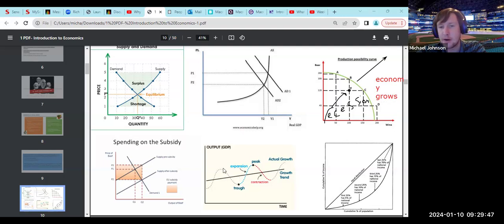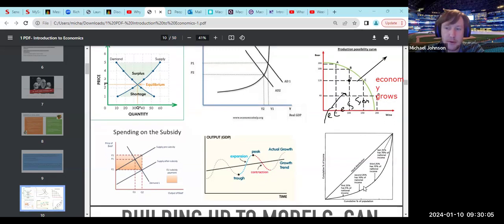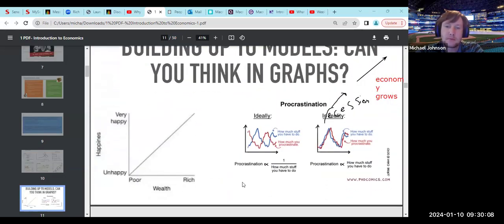This here is the business cycle. Trough to expansion is when the economy grows. Peak is when the economy peaks at the highest level. Contraction is when the economy shrinks. And then here's the measure of inequality, and it can show you how much inequality the economy faces. We'll learn about all those as the course goes on.